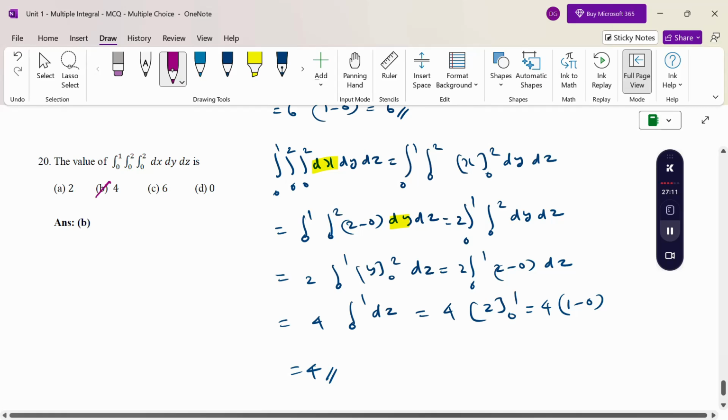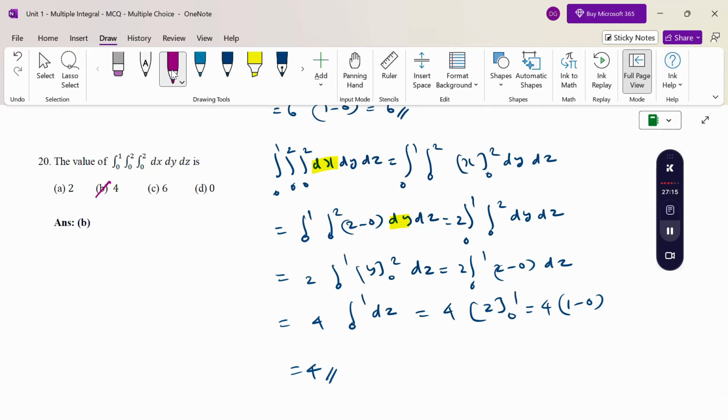So these are a few sample questions. I have covered all types of questions here. It may be possible that the numbers or variables are changed.